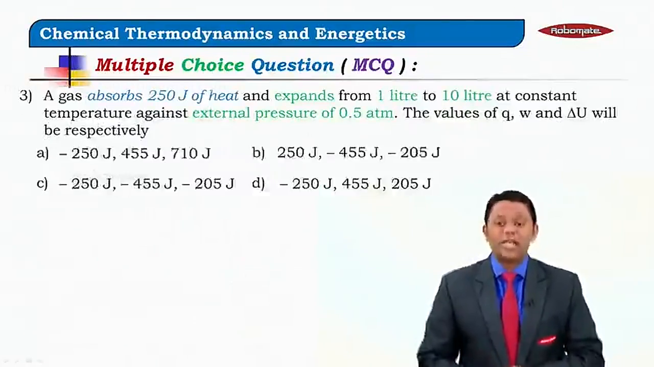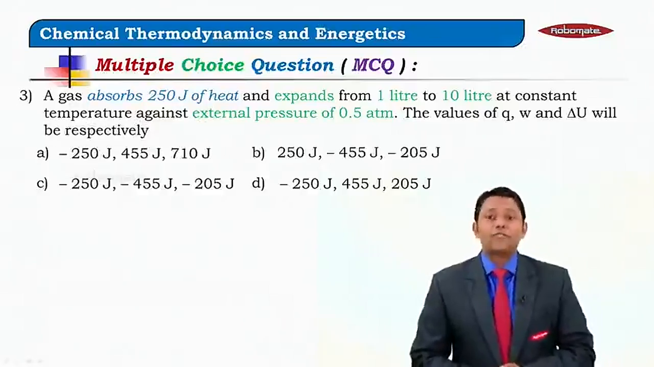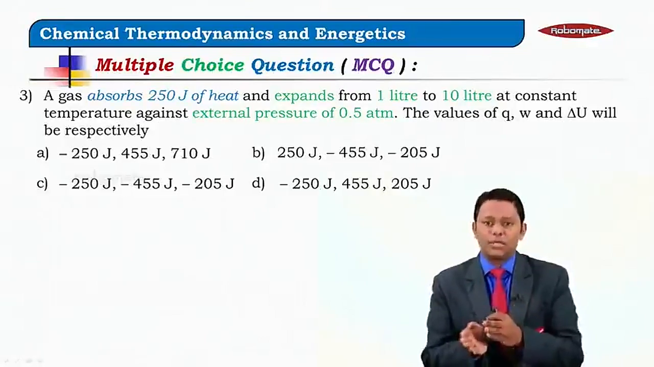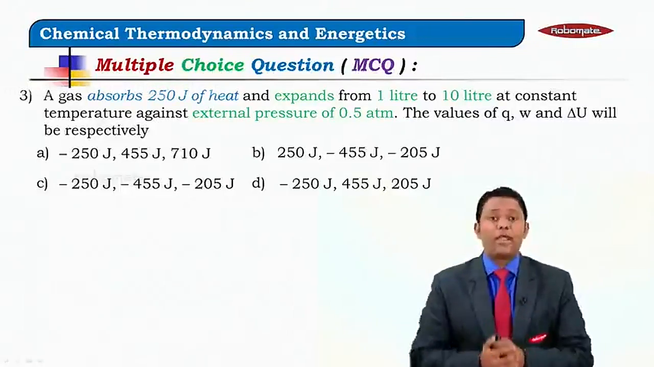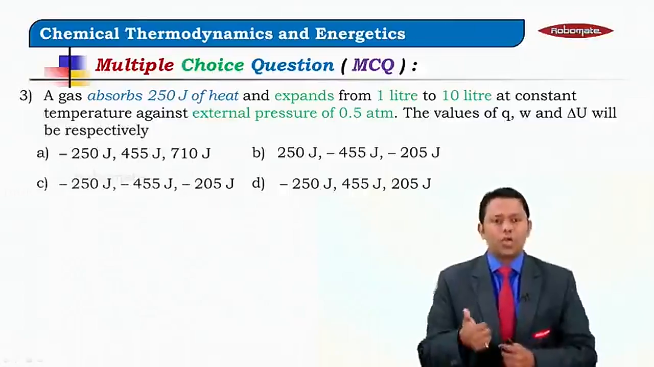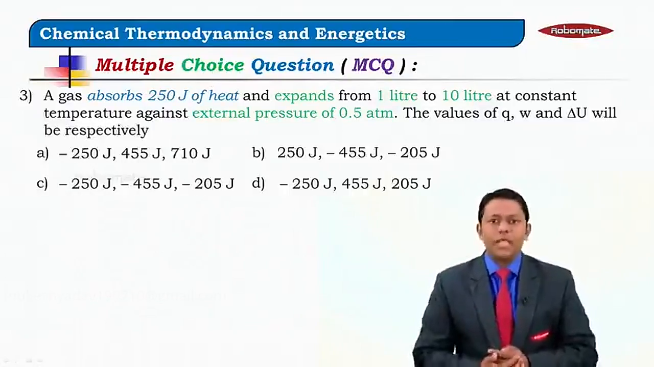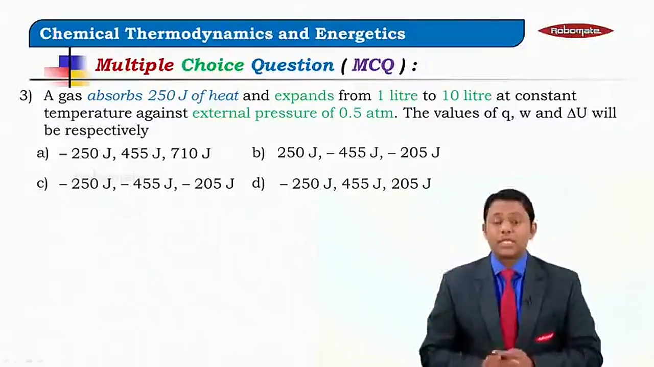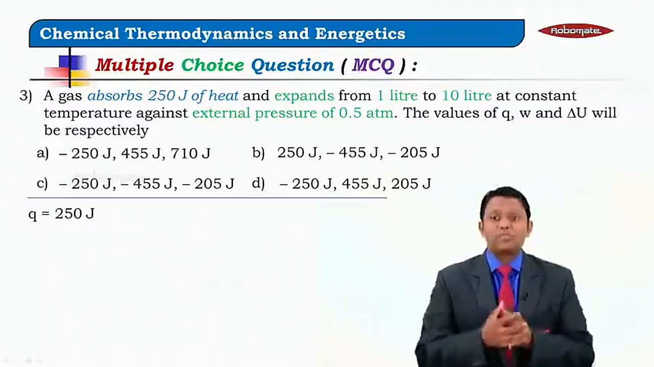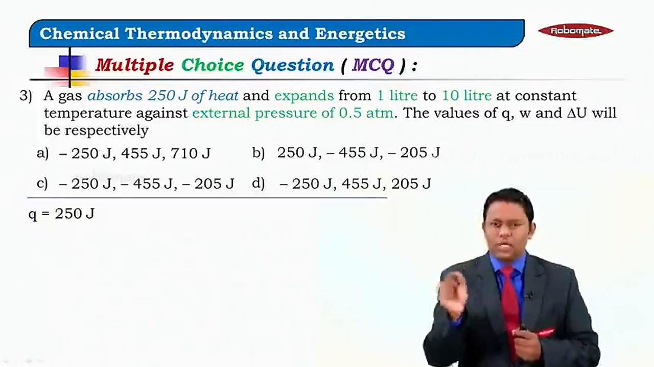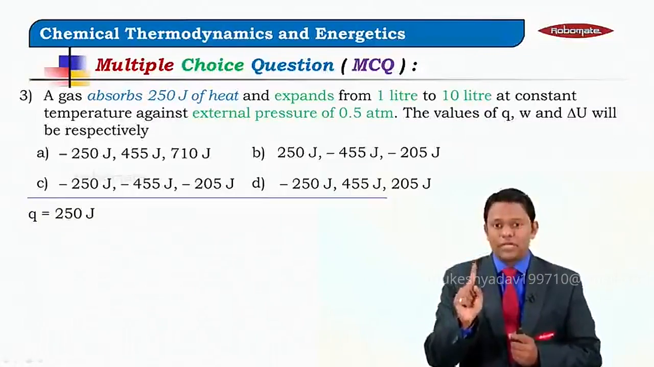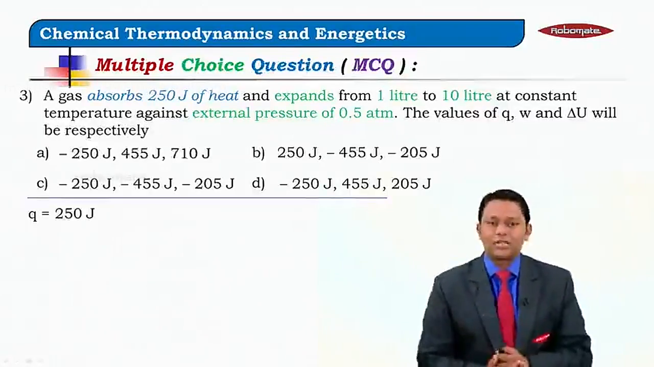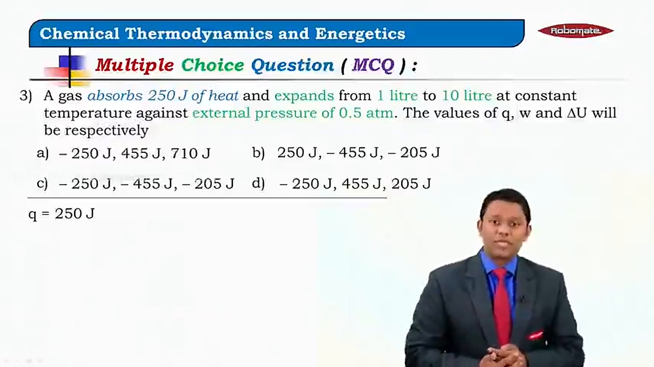The third question says, a gas absorbs 250 joules of heat and expands from 1 liter to 10 liters at a constant temperature against the external pressure of 0.5 atmospheres. What are the values of Q, W and delta U? Now, the first thing is absorbs 250 joules of heat. That means Q value is positive because it is absorbing. And if you carefully check the options where the first value is positive, there is only one option, that is option B. That means directly we got our answer. But let's calculate the rest of the terms.